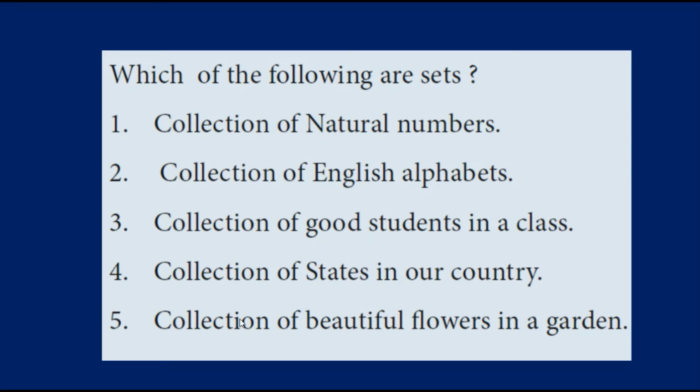Number 5, collection of beautiful flowers in a garden. Beautiful flowers. Can we say the flowers in a garden which are beautiful for one person are also beautiful for the other one? No, we cannot say. So this is not a well-defined collection of objects, and hence this is not a set.